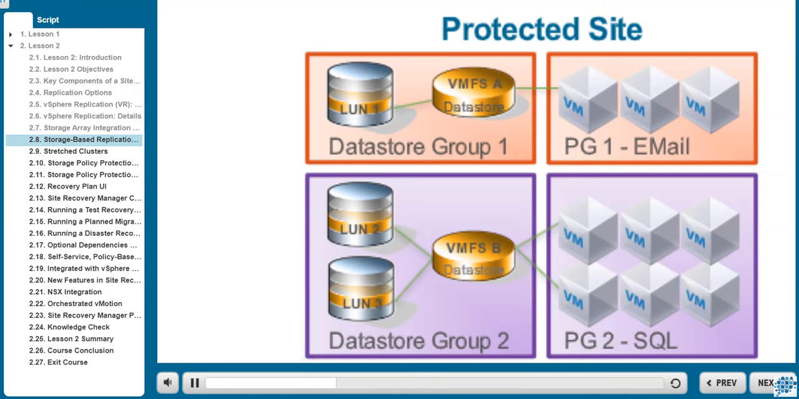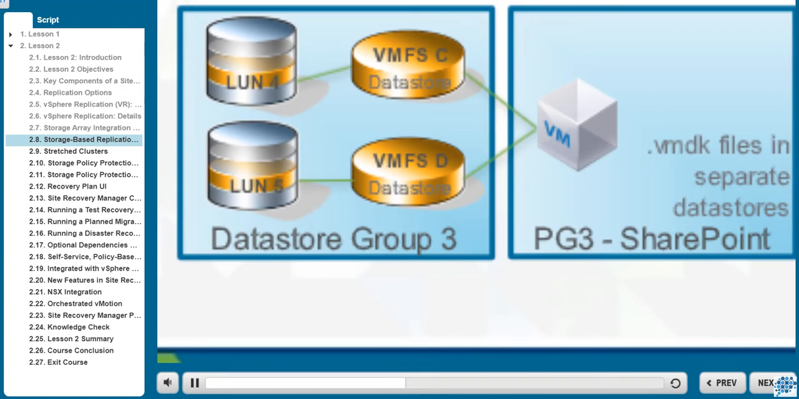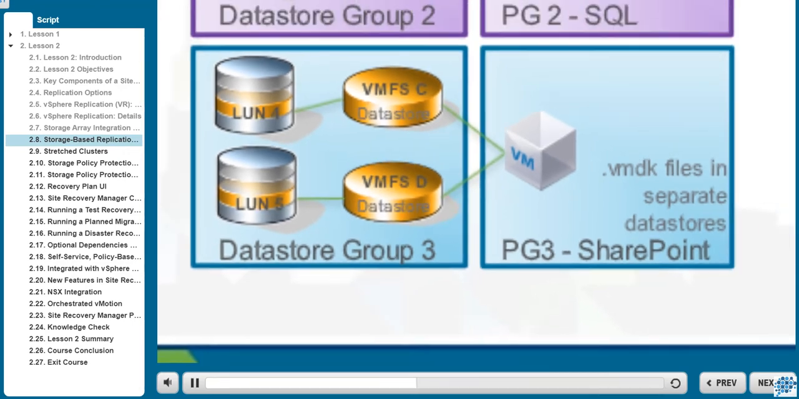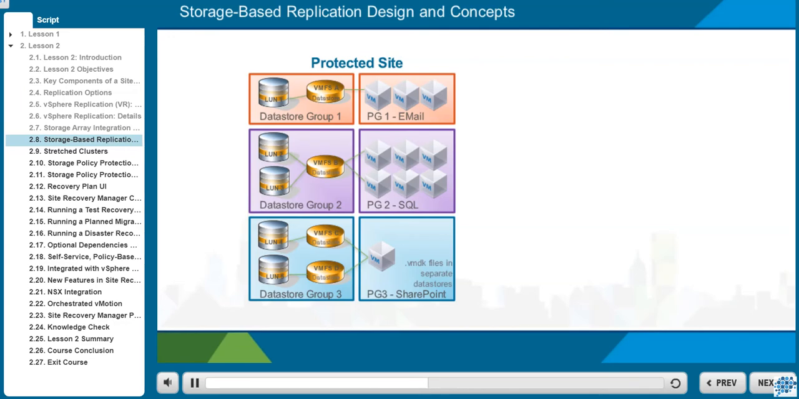But that isn't enough. If a virtual machine has disks on multiple data stores, then all those data stores must be treated as part of the same replication unit to ensure all of the components of the virtual machine get properly replicated, as shown in Data Store Group 3, because the virtual machine in Protection Group 3 spanned 2 data stores. Protection groups are groups of virtual machines that will fail over as a unit. It is the smallest unit of failover selectable. In our example, Protection Group 1 is for email servers, 2 is for SQL servers, and 3 is for the SharePoint server.